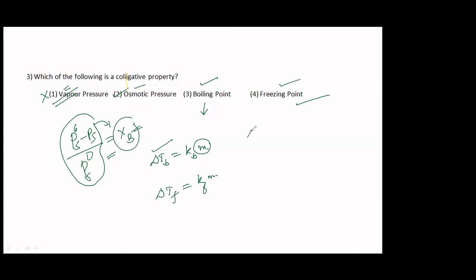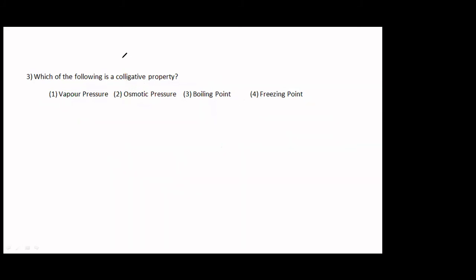Osmotic pressure, pi is equal to CRT. This is a colligative property. Okay? Any doubt here? The correct option is option 2. Let's move on to the next one.